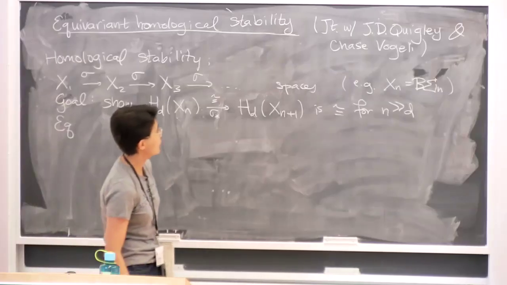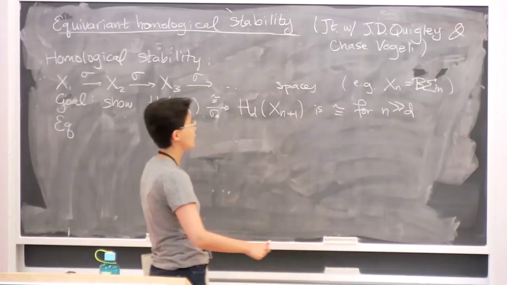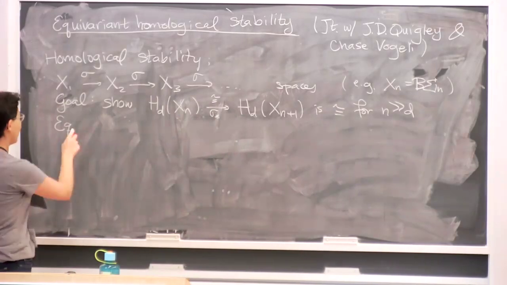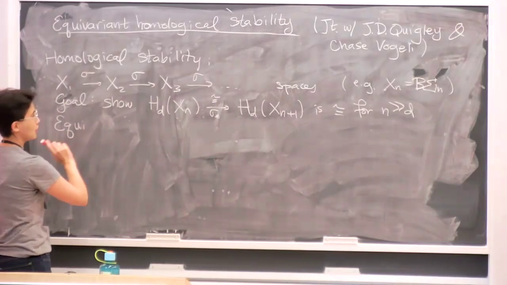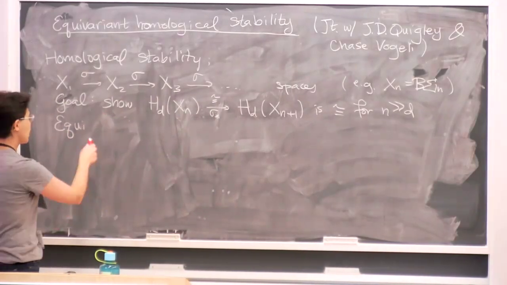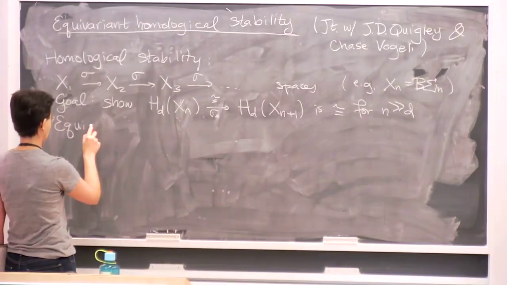I should say my collaborators' names. This is work with J.D. Quigley and Chase Vogeli. We wanted to ask, what do these kinds of theorems look like when you put a G action in there?